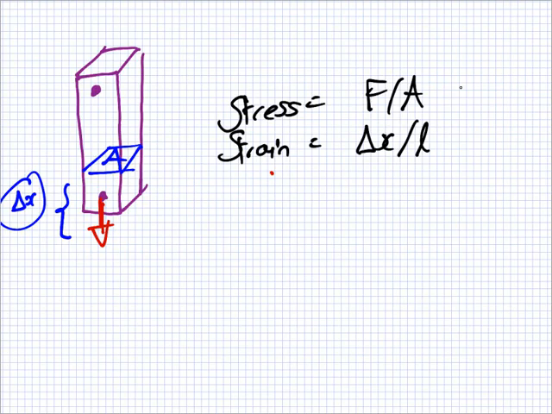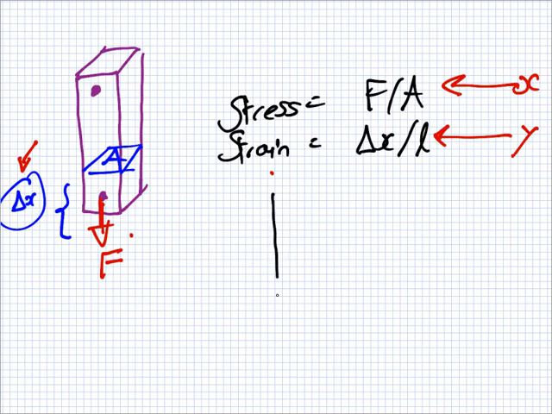So which one do you change? The stress or the strain? No, this is the one you change. You are changing the F. So this goes on the x-axis and this one goes on the y-axis. This is what you see after, and this is what you change. So your graph goes like this: stress, strain.